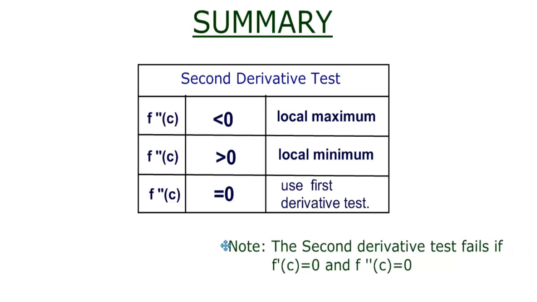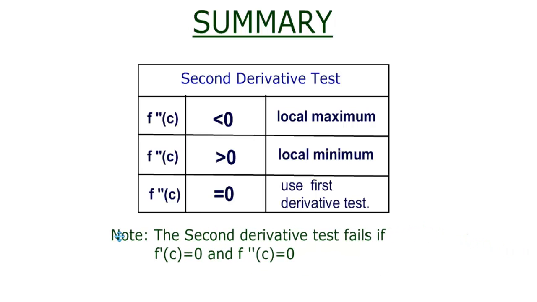Therefore, we have the following note: the second derivative test fails if f dash c is equal to 0 and f double dash c is also equal to 0. Hence, we have discussed the working rule for the second derivative test.